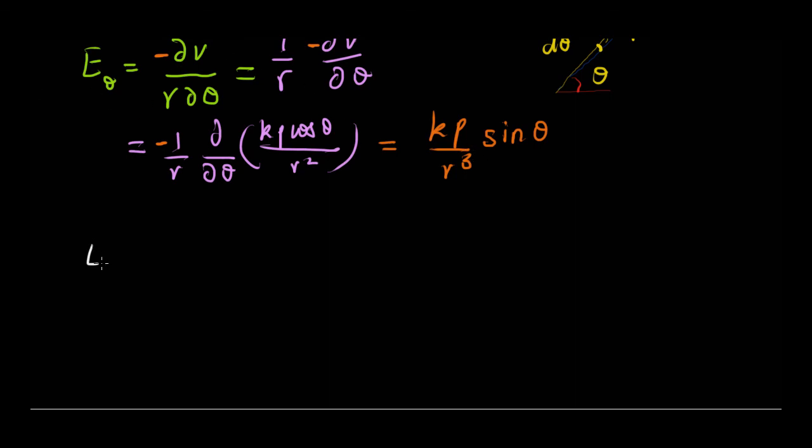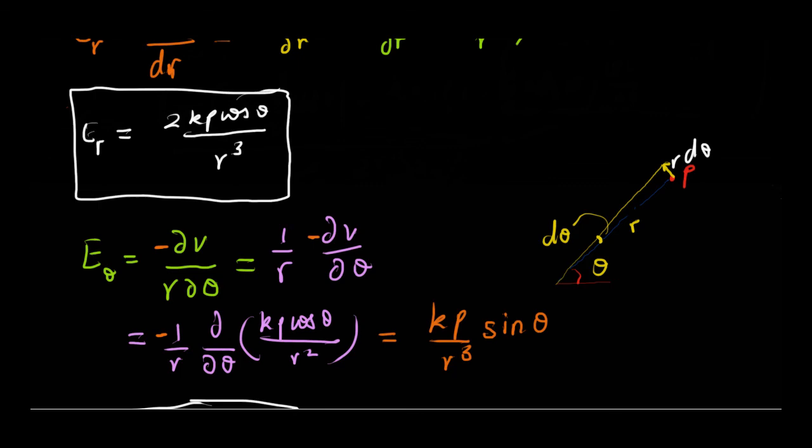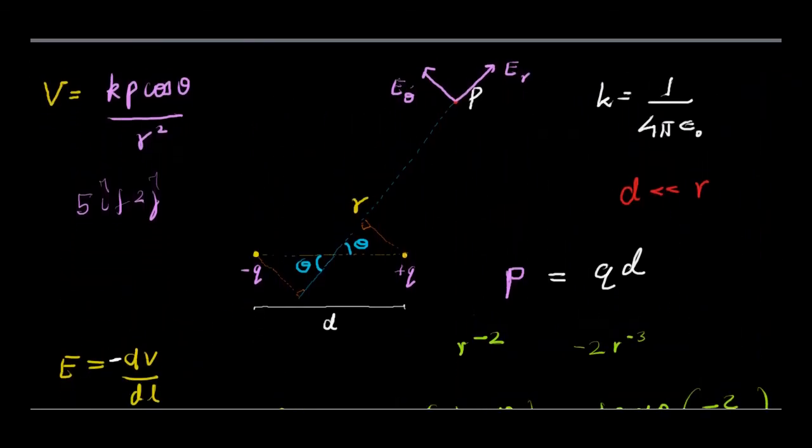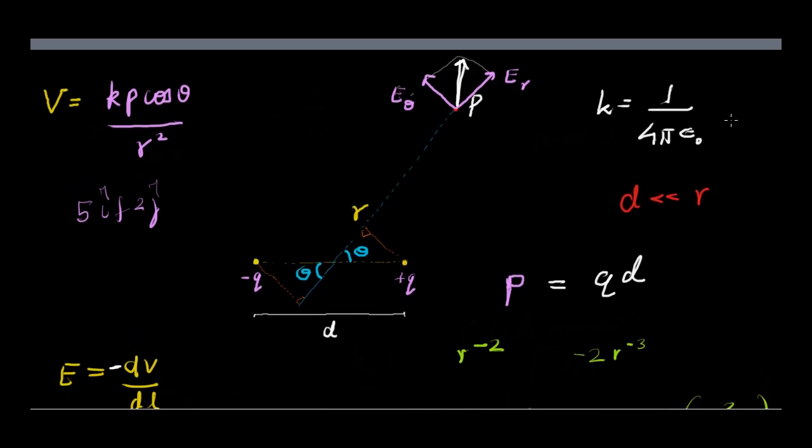So we have found E theta as well. It's kp sine theta over r cubed. So there we have it. That's E theta for you. And we also have ER. So to find the net electric field at that point P, it's essentially the vector addition of these two. It'll be something like that.